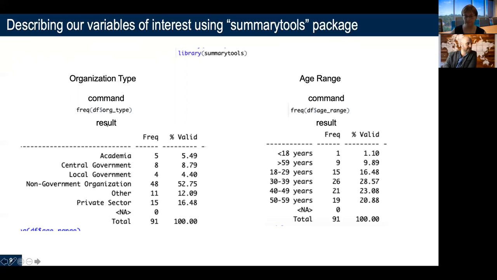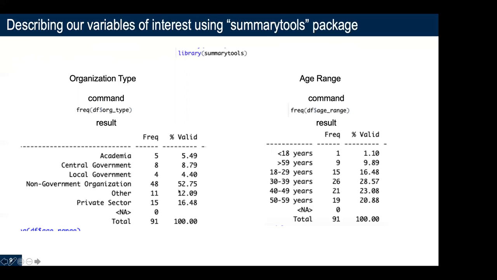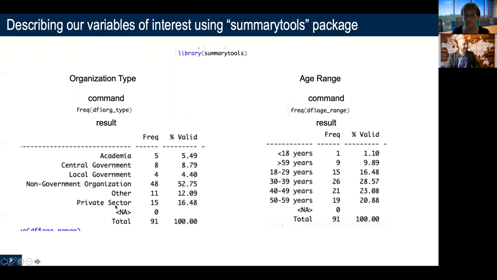So if we look at the very first variable, organization type, you can see that understandably, because this is a conference about CSOs and NGOs, at least more than half of our participants work at an NGO. But we do have reasonable representation from private sector, local governments, central governments and academia.